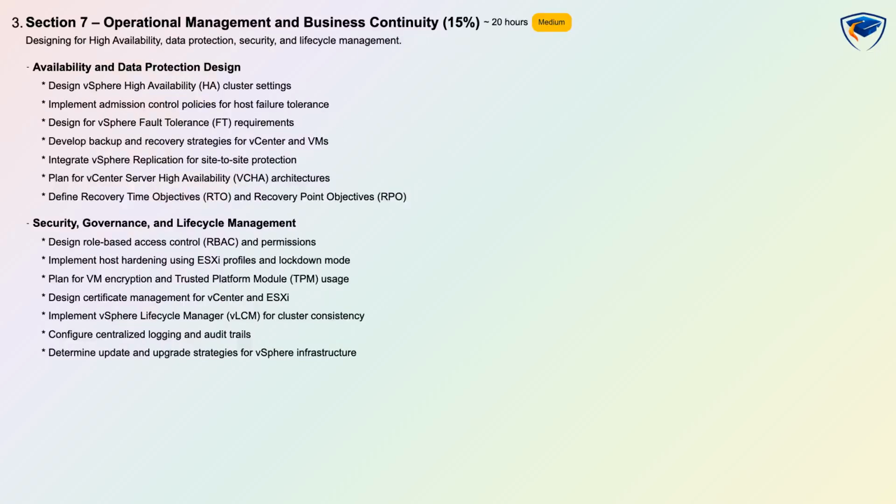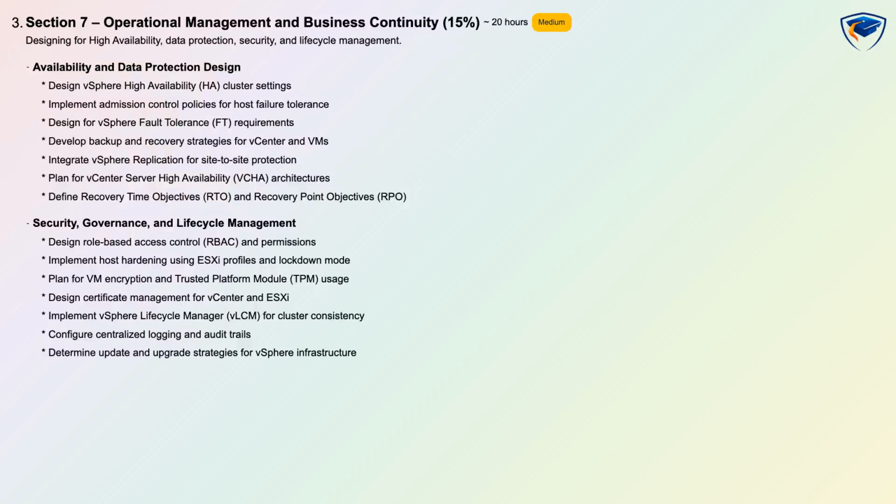Section 7 Operational Management and Business Continuity is 15%, rated medium, with about 20 hours of study and a mix of conceptual and scenario assessments. You will design for availability and data protection by configuring vSphere HA cluster settings, defining admission control for host failure tolerance, planning vSphere fault tolerance, and developing backup, recovery and site replication strategies including vSphere replication and VCHA.